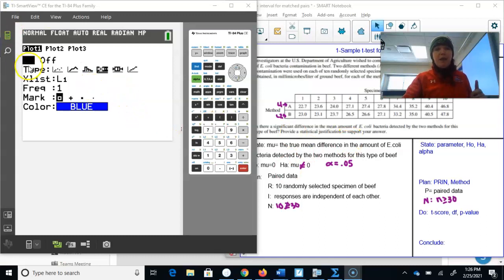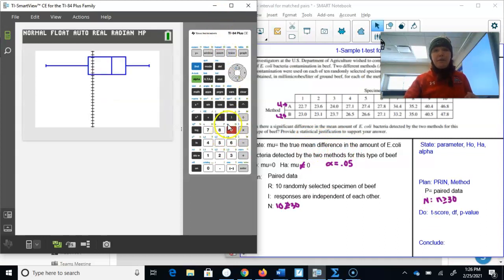So you can see I have plot 1 set up as on. I have my box plot with outliers showing, so I don't have to calculate my outliers by hand. But what I need to do is change my X list to L3, because that's what I'm looking at. I'm looking at the differences. I care about the mean difference from method A to method B. I'm going to hit zoom 9. And you can see there is a slight skew there, which is a little uncomfortable.